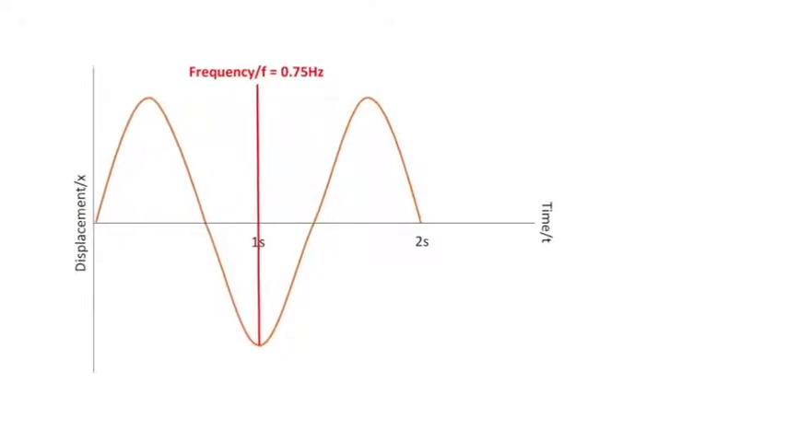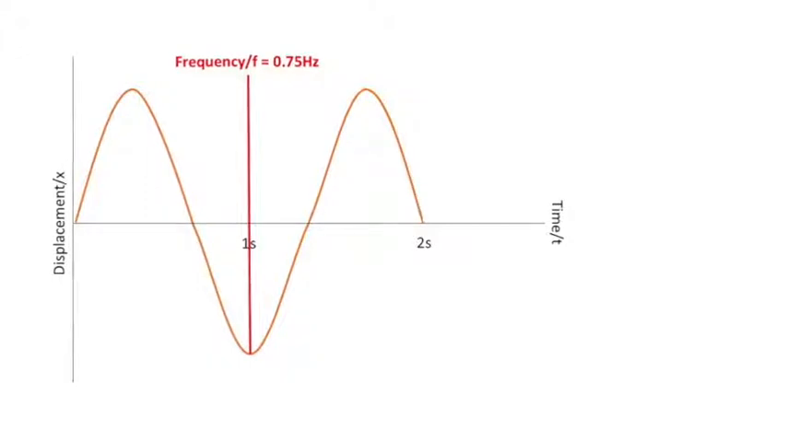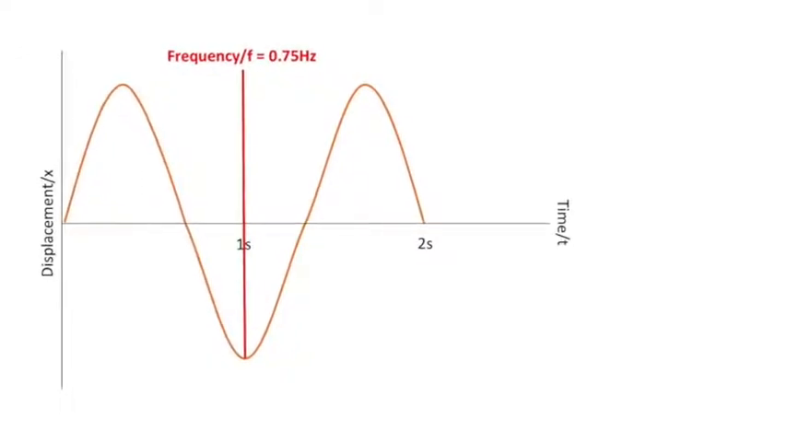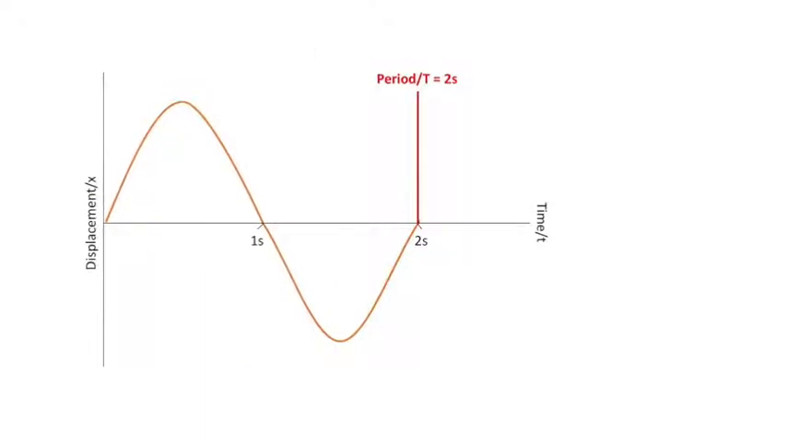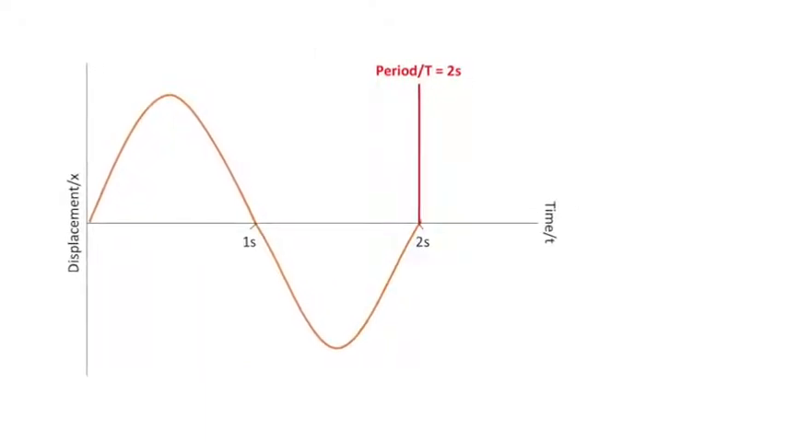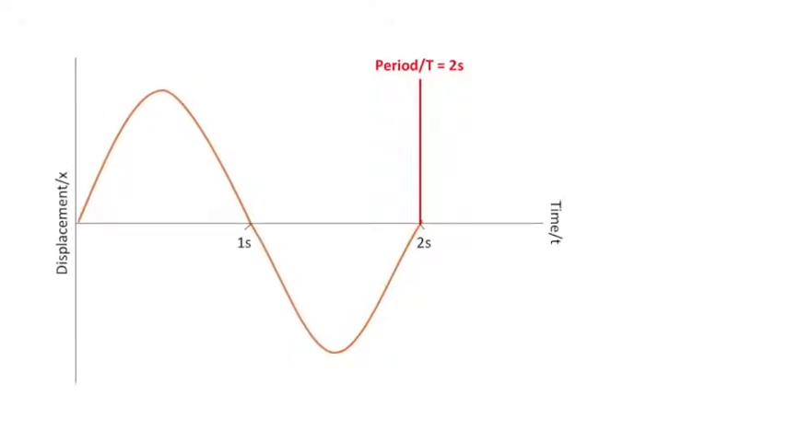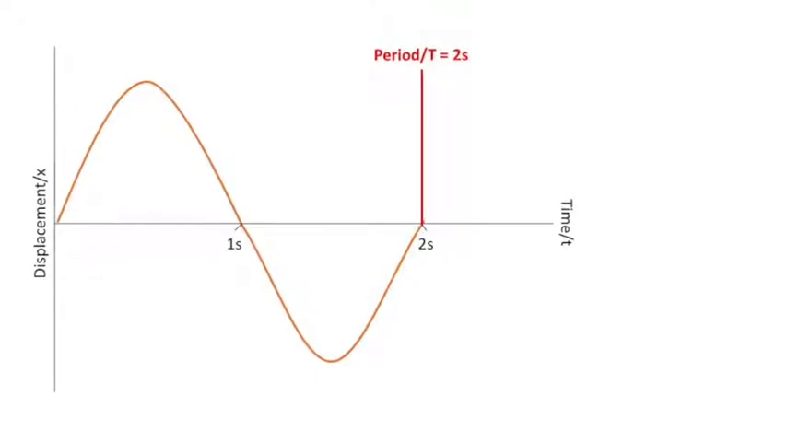One, which is frequency, is the amount of cycles that happen per second. It is measured in hertz, and its unit is second to the minus 1, and its symbol is f. Period is the amount of time it takes for a wave to complete a cycle. Its units are seconds, and its symbol is T. Period is related to frequency, since frequency is equal to 1 over T, or 1 over period.